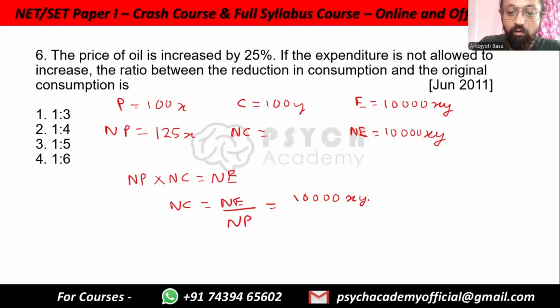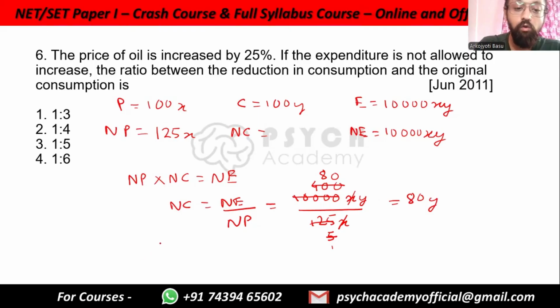10,000 xy by 125x. Cut out the x's, 125. So if we divide by 25, we get 5. Out here we get 400. We divide it by 5, we get 1. We get 80, which is 80y. So the new consumption is 80y.